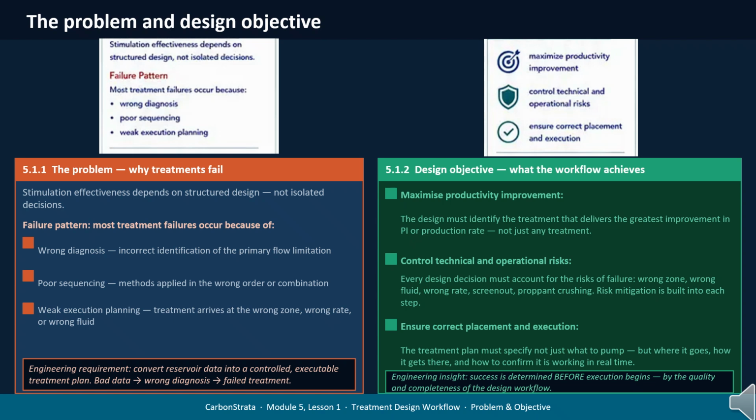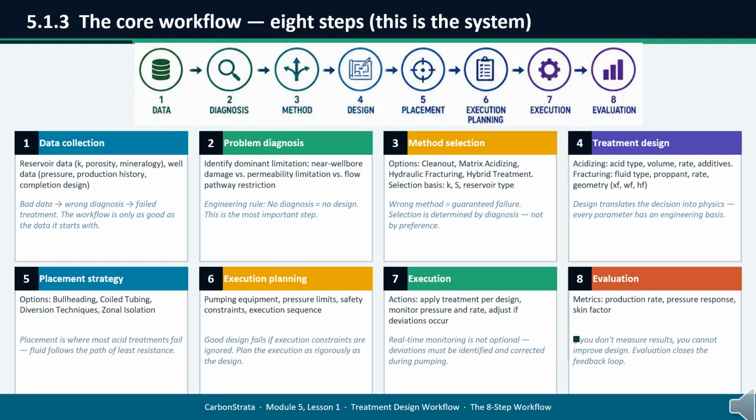Now connect both sides. Failures come from unstructured decisions. The objective is structured design. So read this slide correctly. This is not describing problems. It is justifying the need. For the workflow system you saw in slide 1. This is the system. Everything you saw in slide 2 is solved here.